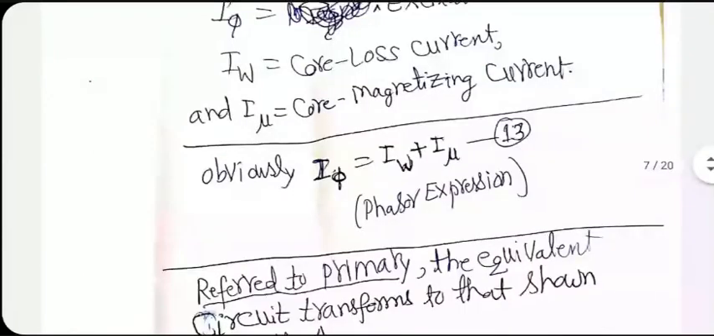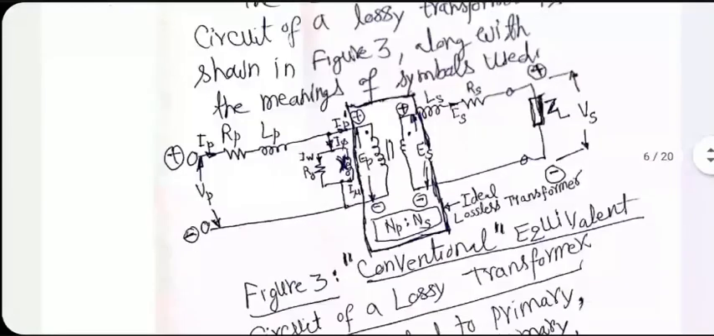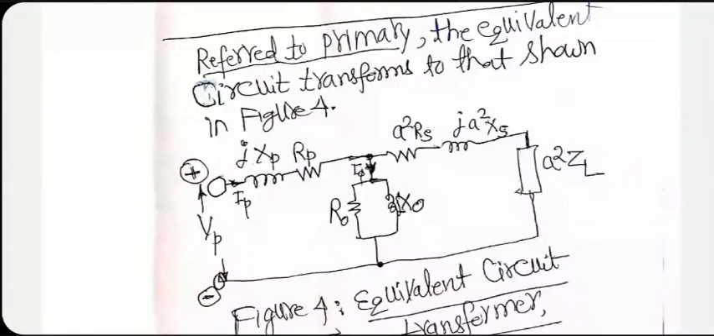Now on the primary side, if we want to view everything from the primary side, ZL will get to the primary side and will become A square ZL. RS would become A square RS. LS will be represented by an equivalent reactance, XS, which will be 2 pi F LS. A square of that will be reflected on the primary side. So that's what I'm showing when the equivalent circuit is redrawn, viewed from the primary side, referred to the primary side.